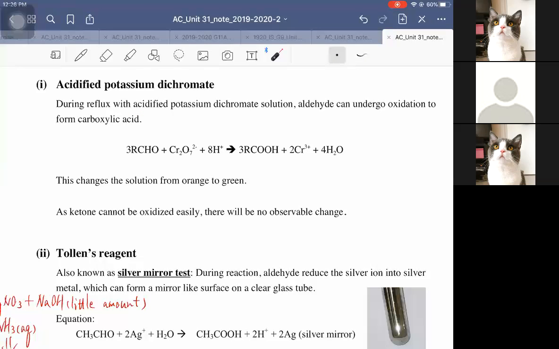Okay, let me repeat again. For acidified potassium dichromate, you need to remember the active reagent here, okay? Dichromate ion, and then it's acidified, so H plus needs to be there. And then you would change to chromium 3. And of course, if you need to balance the equation, you need to add water to do that. Okay, so I'm not worried about that part.